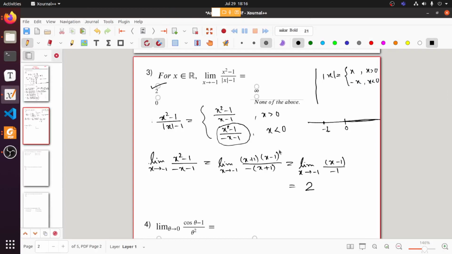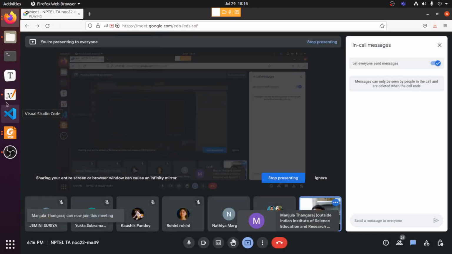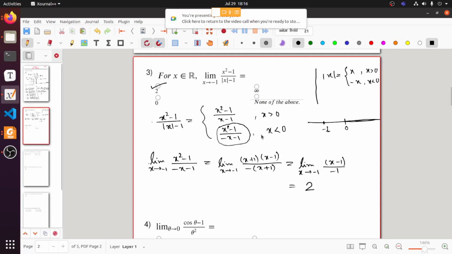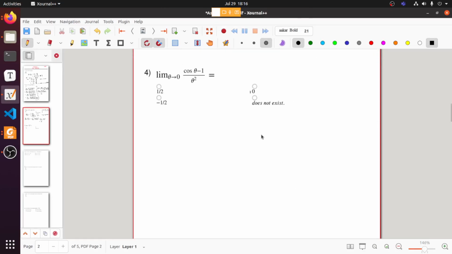Okay. So let's move to question number 4. What is question number 4? Again, here you have to find the limit of cos theta minus 1 by theta square as theta tends to 0. So you have to find this limit: limit theta tends to 0 of cos theta minus 1 by theta square. Okay, right?